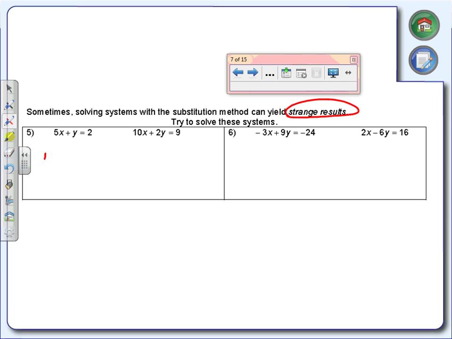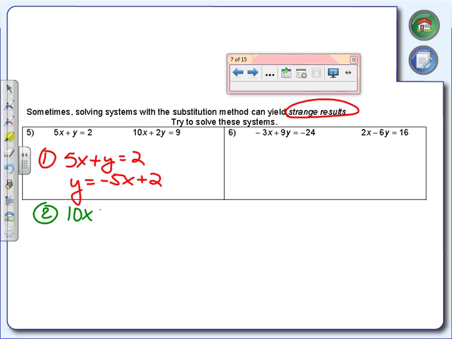The first thing I'm going to do is get y by itself. So I'm going to take that 5x plus y equals 2, and I'm going to get y by itself, which means I'm going to move that 5x over by subtracting. So there's the first step. I'm doing exactly everything the same way I did earlier. Now I'm going to use substitution. I'm going to take out the y on the other equation, and I'm going to replace it with a negative 5x. Here's what I've got.